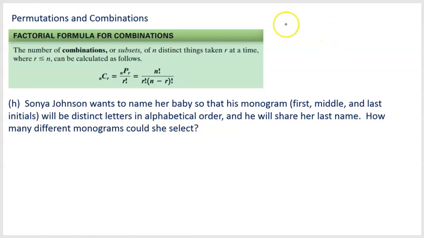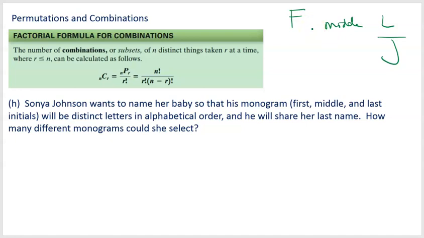Now, we have a place for your first, middle, and last, right? First, maybe let's call that F instead. So first, middle, last. Now his last has to be the J for Johnson. So really, all you're selecting is the first initial and the middle initial. Okay?